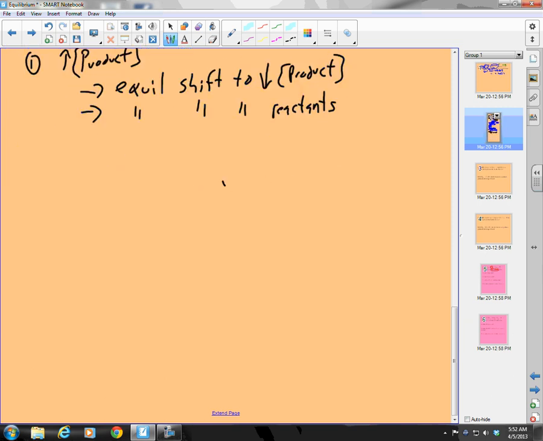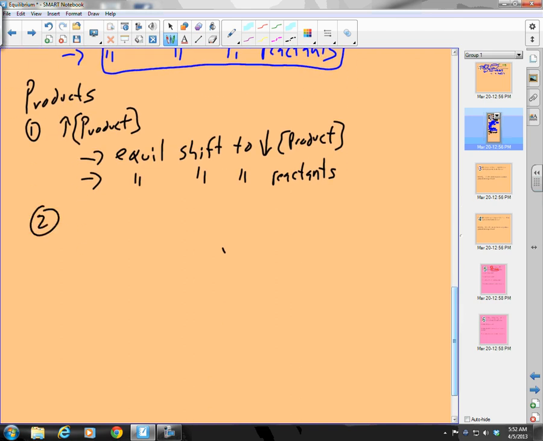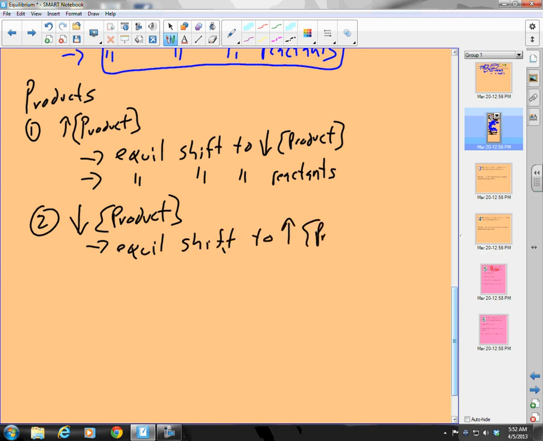All right. And then come back here. Number two. Then what happens if the stress is a decrease in product concentration? Okay, so then what's going to happen? My equilibrium will shift to increase product concentration. And how is it going to do that? It means my equilibrium will shift toward, we say, the products. It means it'll shift to make more products and consume more reactants until we establish a new equilibrium. Cool. There we go. That's all we need to know.